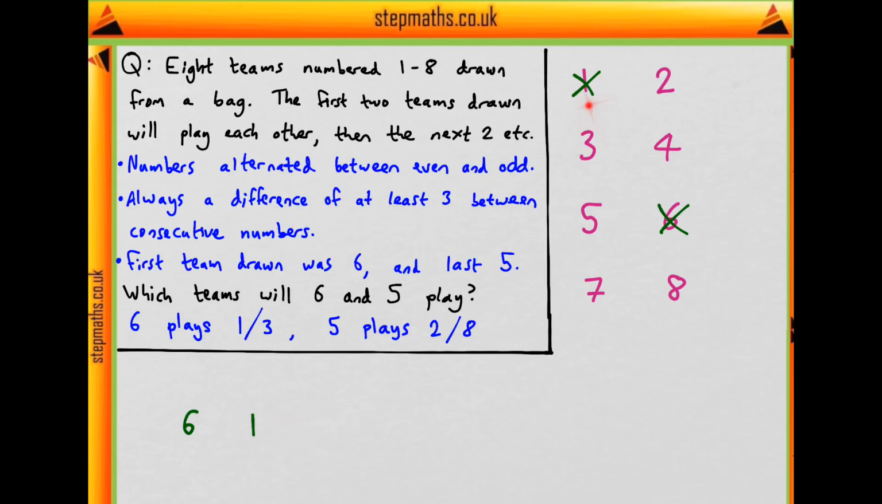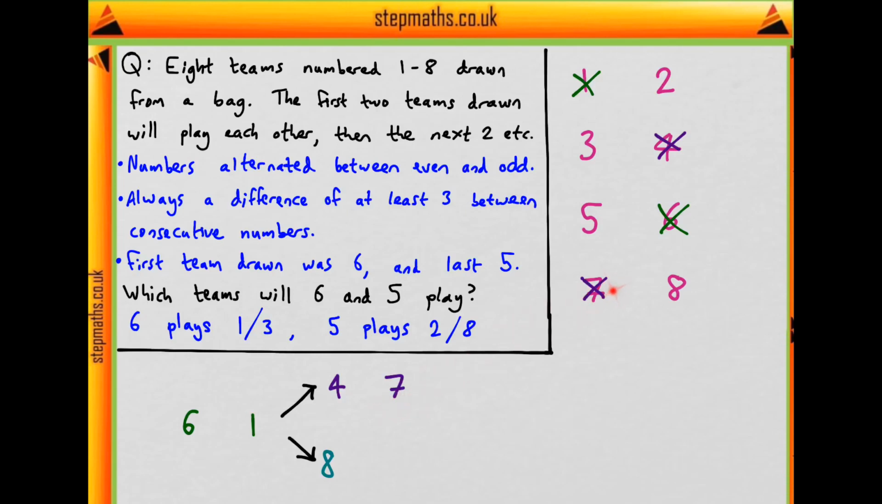So from 1, where can we go? Knowing that the numbers need to alternate between even and odd, and with a difference of at least 3 between them. That means we can't go to 3, 5 or 7 because they're all odd, and we can't go to 2 because it's too close, so we have the choice of 4 or 8. Now firstly, let's go down this route where we have 4 as our next number. So where can we go from 4? Well, we know we have to go to this side, to the odd numbers. We can't go to 3 or 5 because they're too close, but we can go to 7.